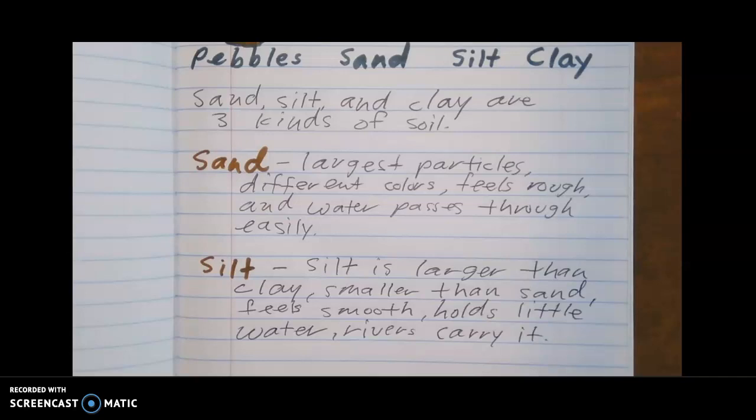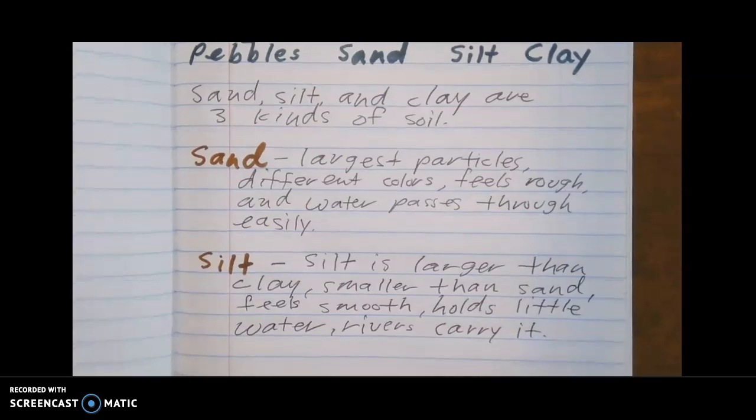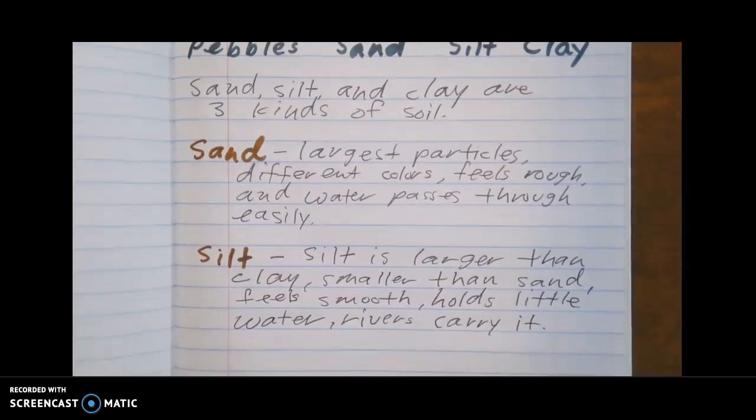So if you guys remember back to when we were talking about weathering, erosion, and deposition, weathering breaks it down, erosion carries it away, deposition dumps it, leaves it there to stay. The type of sediment that was traveling with the river was silt. As we can see here from our notes, silt is carried by the river. Okay, one more definition and we are done with our notes.